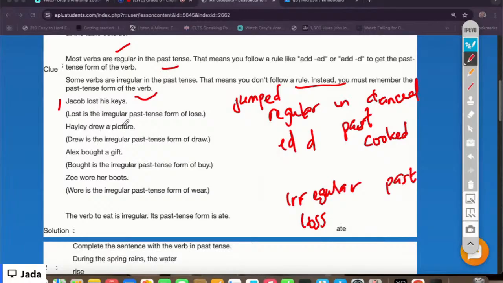Now we have, Haley drew a picture. Now drew is the irregular past form of draw. Alex bought a gift. Bought is the irregular past tense form of buy. Zoe wore her boots. Now, wore is the irregular past tense form of wear. So as you can see, the irregular past tense verbs are unique. They don't follow the rule, and you have to be the one to remember them by yourself.